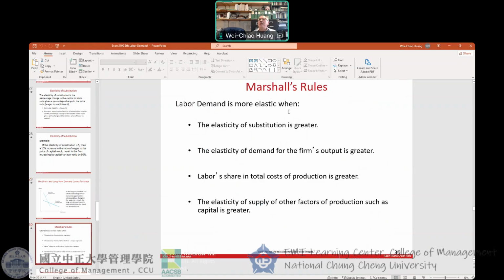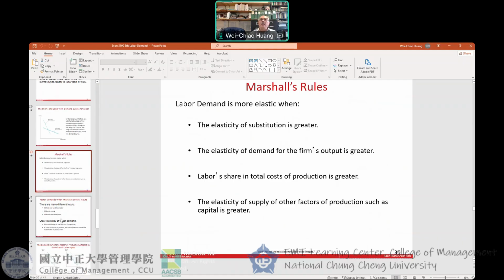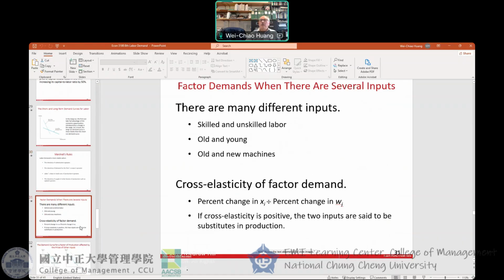Labor demand is more elastic when, number one, the elasticity of substitution is greater. Number two, the elasticity of demand for the firm's output is greater. Number three, labor's share in total cost of production is greater. Number four, the elasticity of supply of other factors of production, such as capital, is greater. Try to understand all these four rules. They are very important. I can guarantee they're going to be asked in the exam, one way or another.